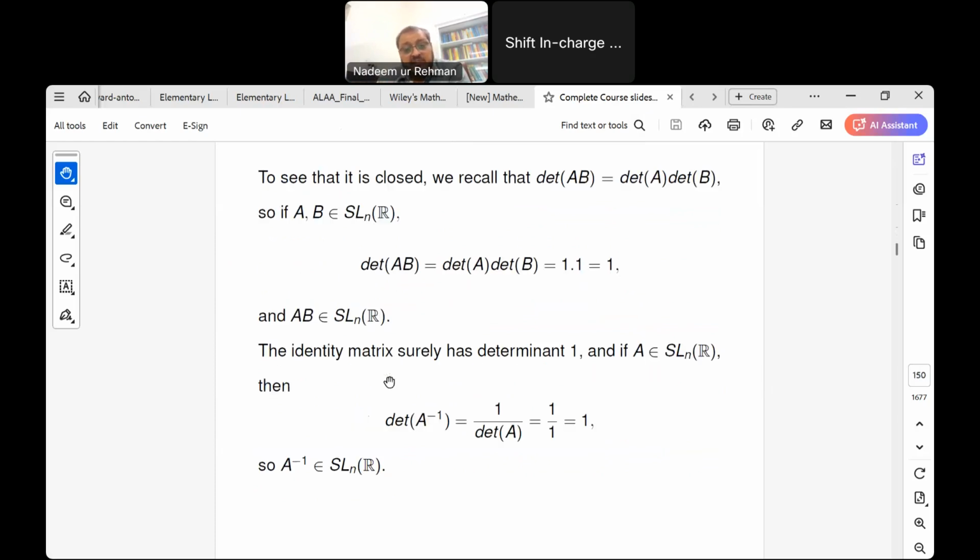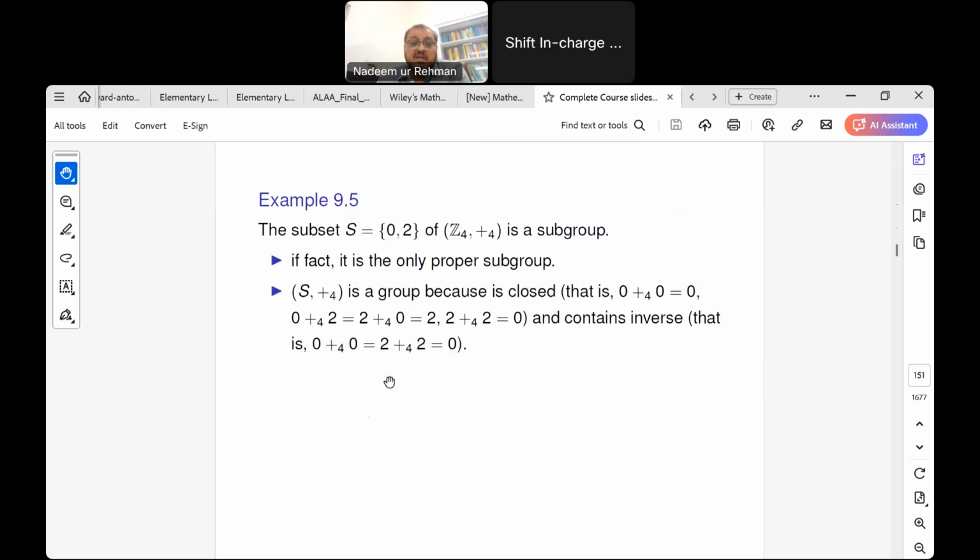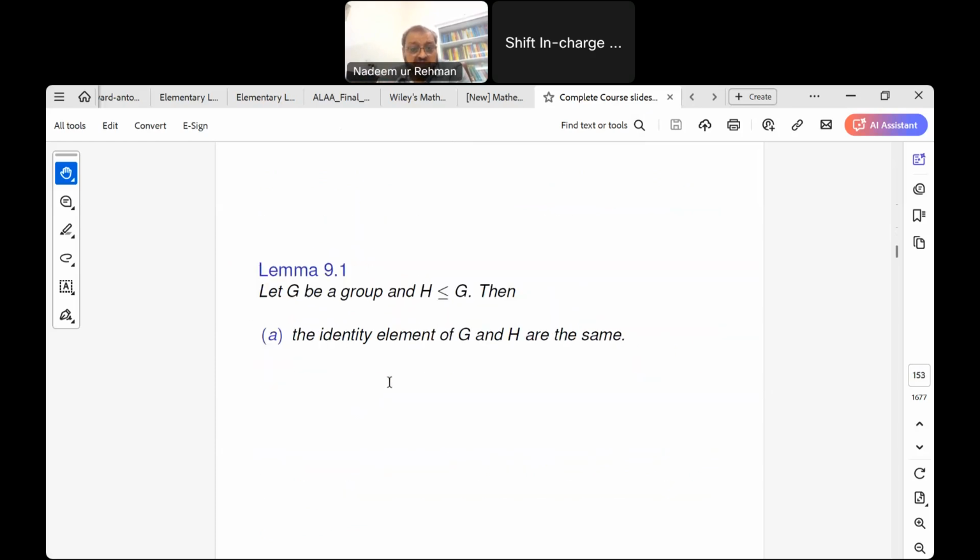Now we discuss some properties, the criteria for showing that a subset is a subgroup. We take G as a group and H as a subgroup of G. We only need two conditions: the identity element of H and G are the same, and the inverse of an element of H belongs to H.